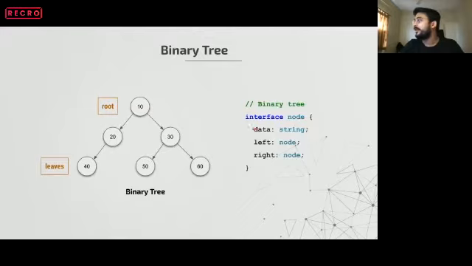Each node has a data attribute, which can be a string. Let's say this root node has data as 10, and then we have a left node and a right node. Left is a structure of type node, so left will be pointing to a similar data structure, which is a node. And on the right side, the right child is again a node. So a binary tree comprises multiple nodes that are linked together. It's a linked data structure.